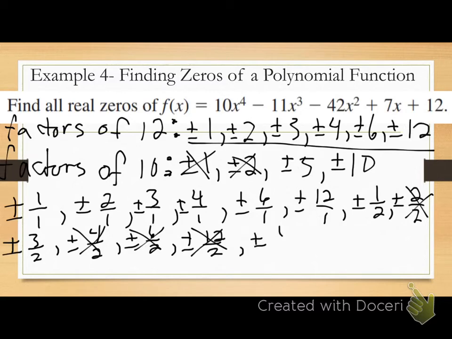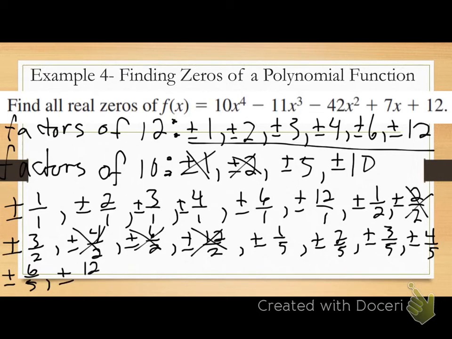Now I've got to put them all over 5. Plus or minus 1 over 5. Is that already on there? Nope. Plus or minus 2 over 5. Plus or minus 3 over 5. Plus or minus 4 over 5. Plus or minus 6 over 5. Plus or minus 12 over 5. I'm now done with that 5 on the bottom.